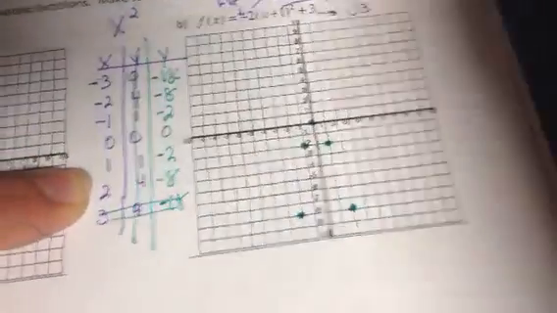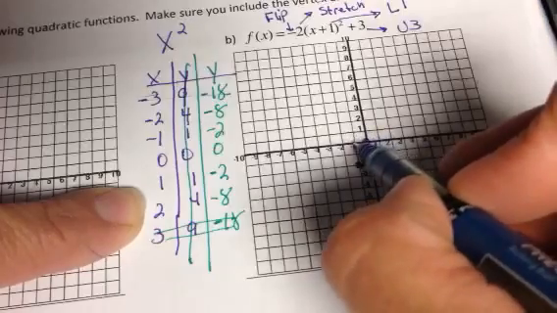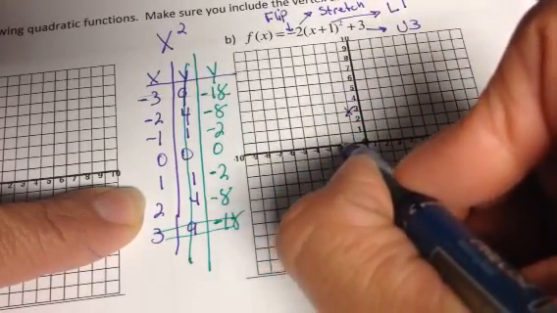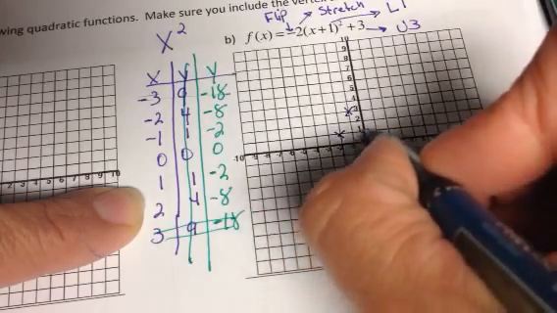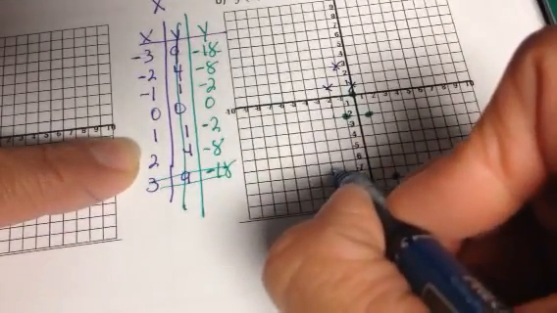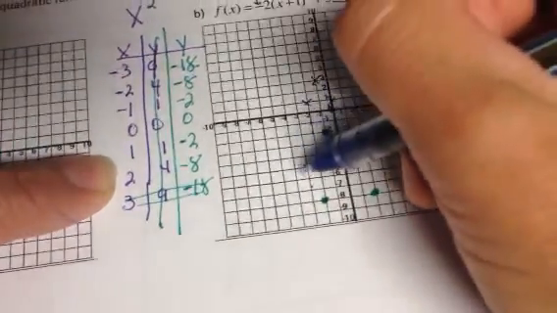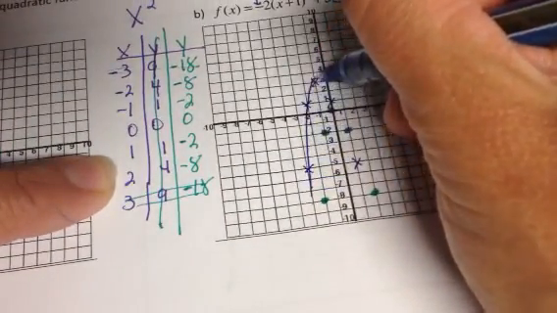So now I'm going to take these points and go left 1, up 3. Left 1, up 3, each point. Left 1, up 3, left 1, up 3. And the x's are the actual final parabola.